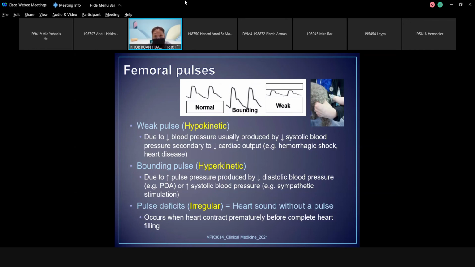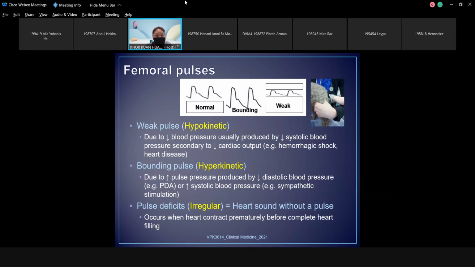If it's a bounding pulse, hyperkinetic, which is the one in the middle here, it can be due to increased pulse pressure produced by low diastolic blood pressure, such as PDA, or maybe you are after exercising. Your nervous system is stimulated already. You are in the sympathetic phase. Or you see a ghost, then you're very scared, and suddenly your pulse increases. Then you can feel, oh, I can feel my pulse. Okay, it can be physiological as well.